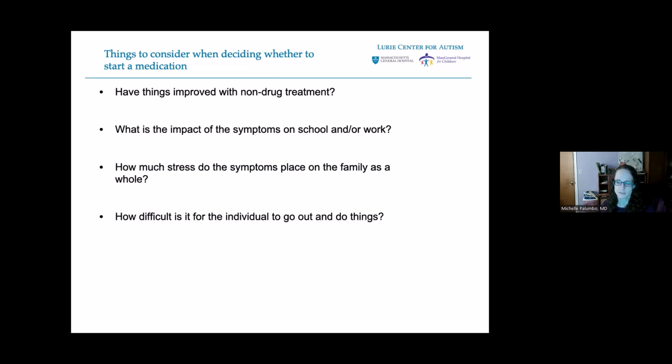The other thing I like to think about is how difficult it is just to go out and do things. Are they able to easily leave the house? Is the individual able to participate in things? So thinking again about how much the symptoms are keeping the individual home.